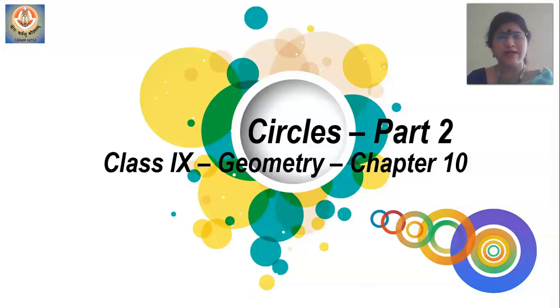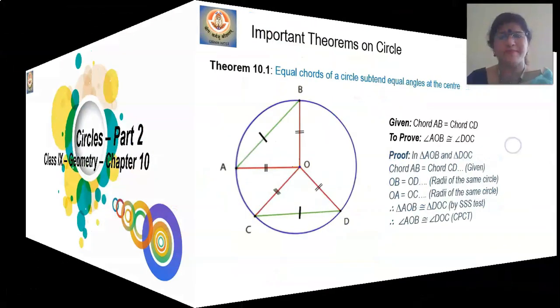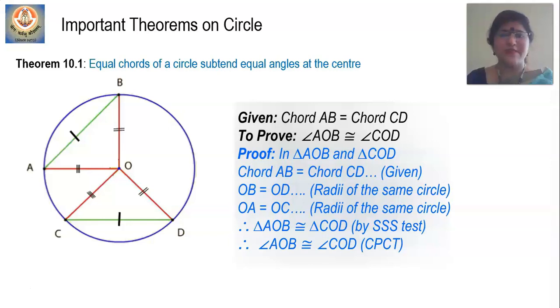We will have a look at a couple of theorems from this chapter and how to prove them. This is the first theorem, 10.1: Equal chords of a circle subtend equal angles at the center.